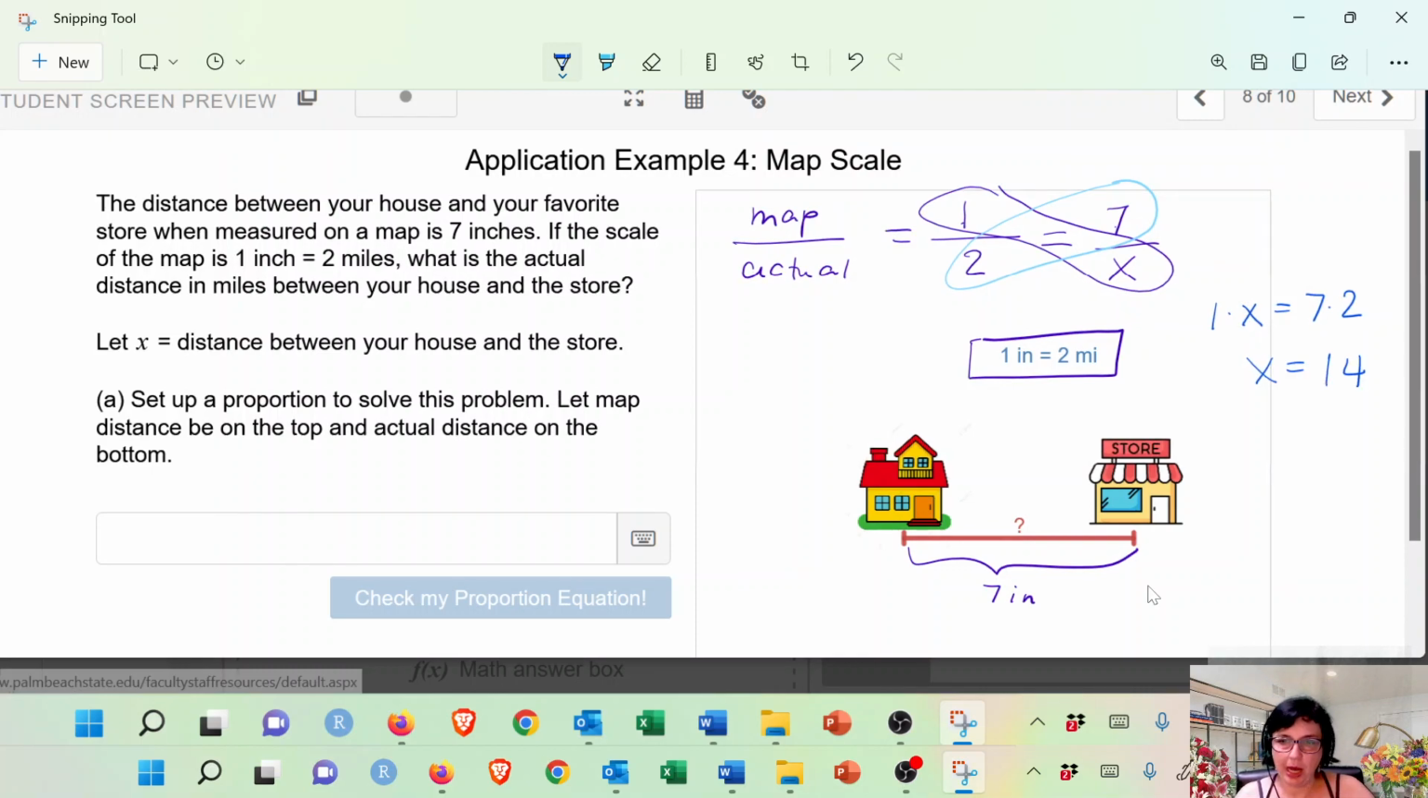Okay, so the actual distance between your house and the store is 14 miles, which is pretty easy to even understand, because it's like, 1 inch is 2 miles, so how many is 7 inches? You just multiply it by 2, right? And that's how you get 14, so it's not that hard. All right.